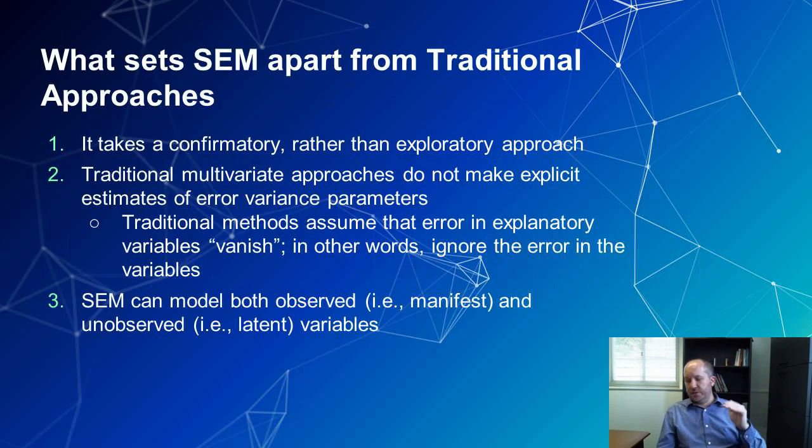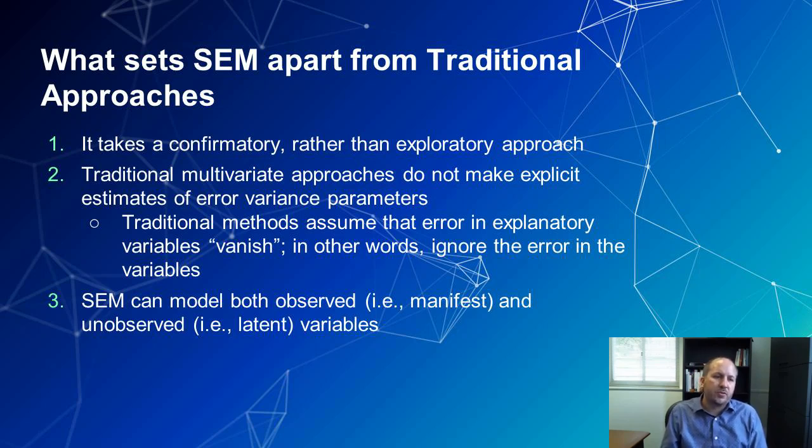These are three things that your readings identify, and especially Kline and Byrne both talk about, that really set SEM apart from traditional approaches. And what they mean by traditional approaches are OLS regression, logistic regression, and largely ANOVA. So these three pieces are the most important that they highlight. Number one, it takes a confirmatory rather than exploratory approach. It requires us to make hypotheses and confirm whether those are the way that they are rather than exploring.